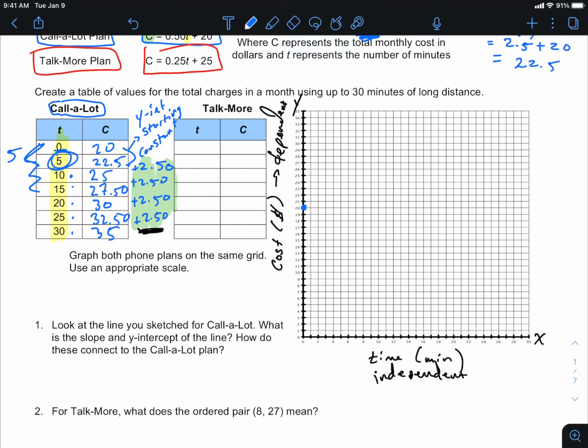And then we're going to go 5. 5 is here. 5 and 22.5. Well, that's going to go right there. Right? And then 15. Oh, I skipped over 10, sorry. Gotta go 10 first. 10 goes up. Right? Where am I going to stop? I'm going to stop at 25, right there.